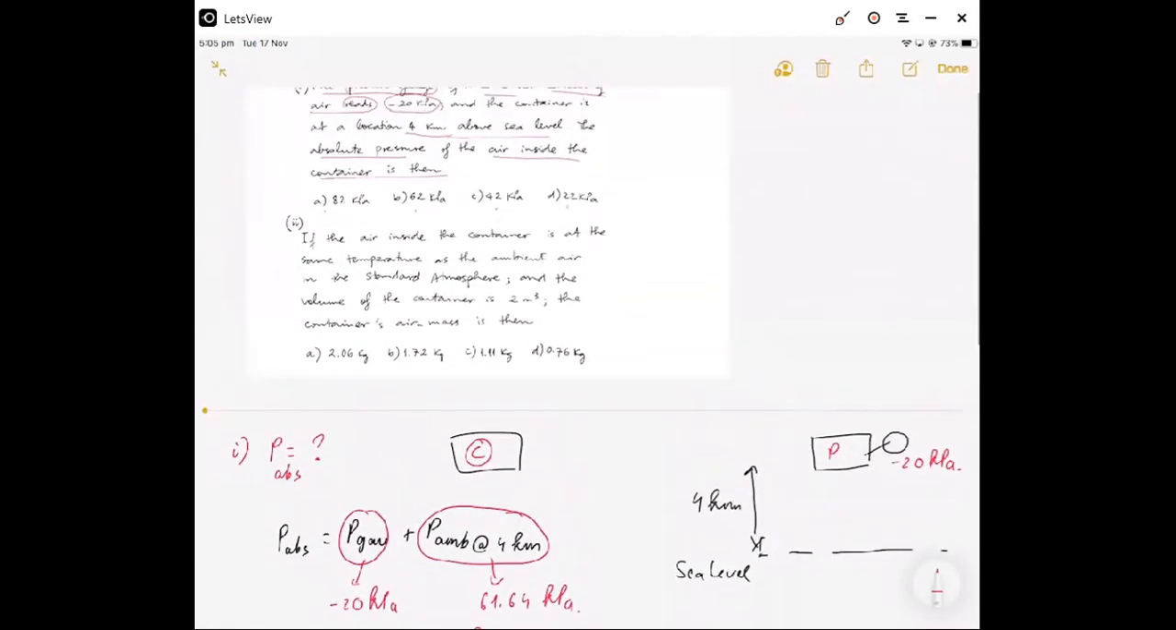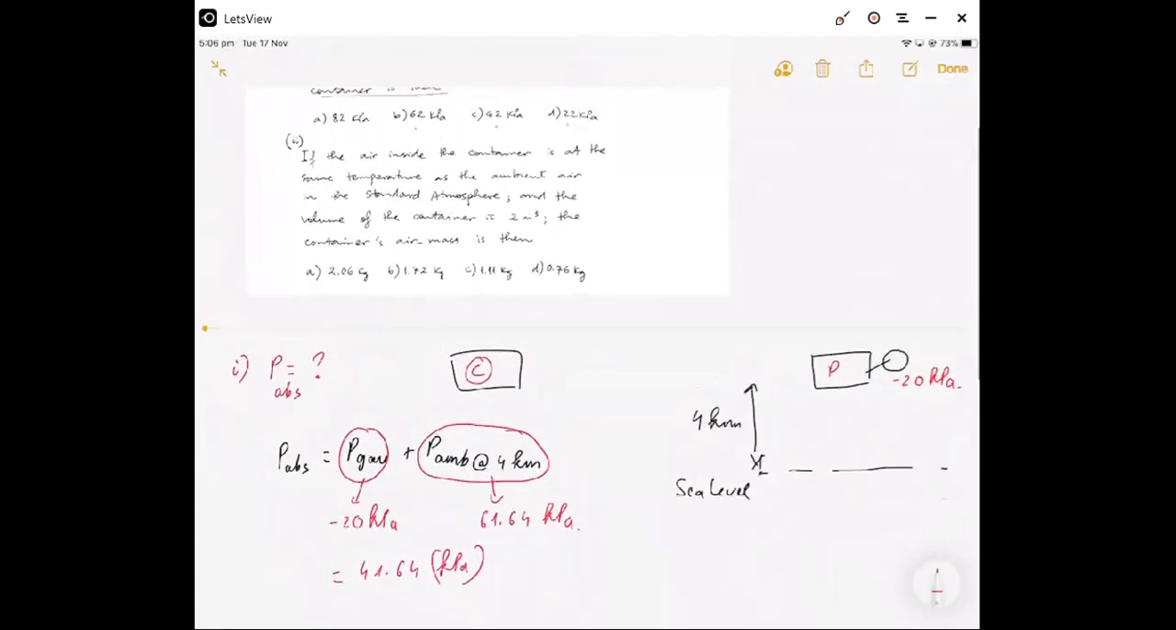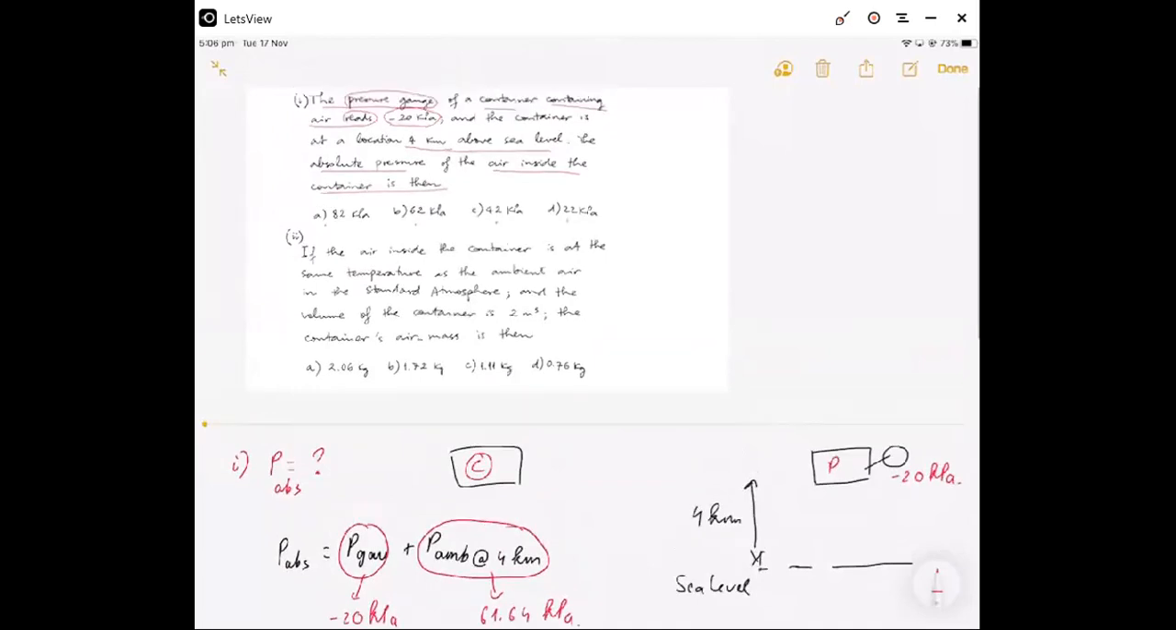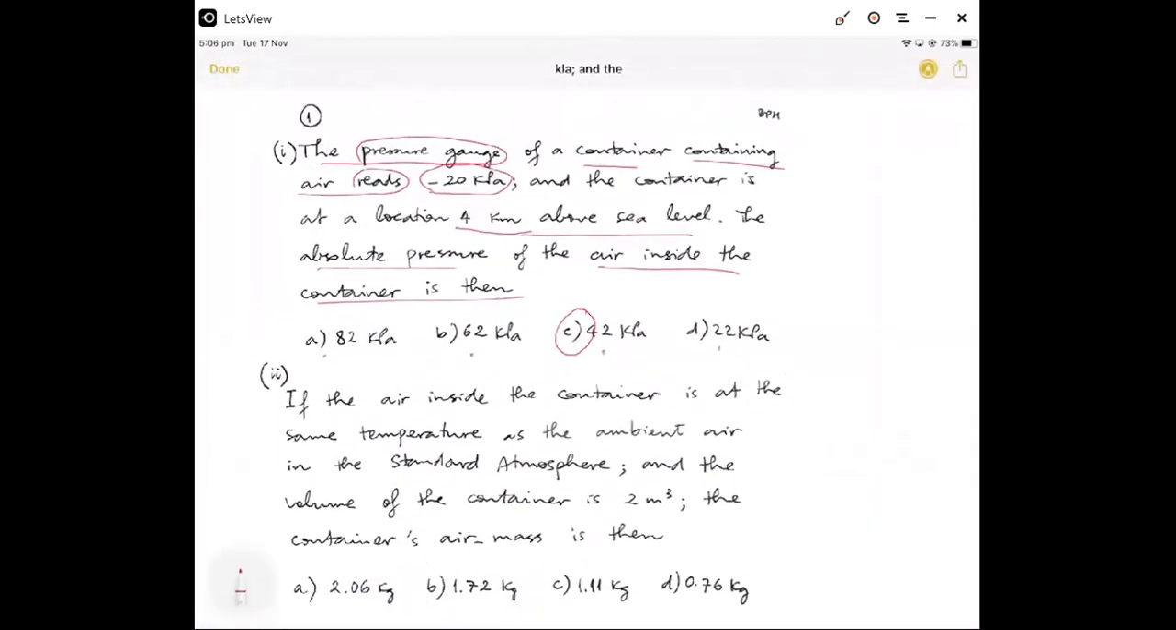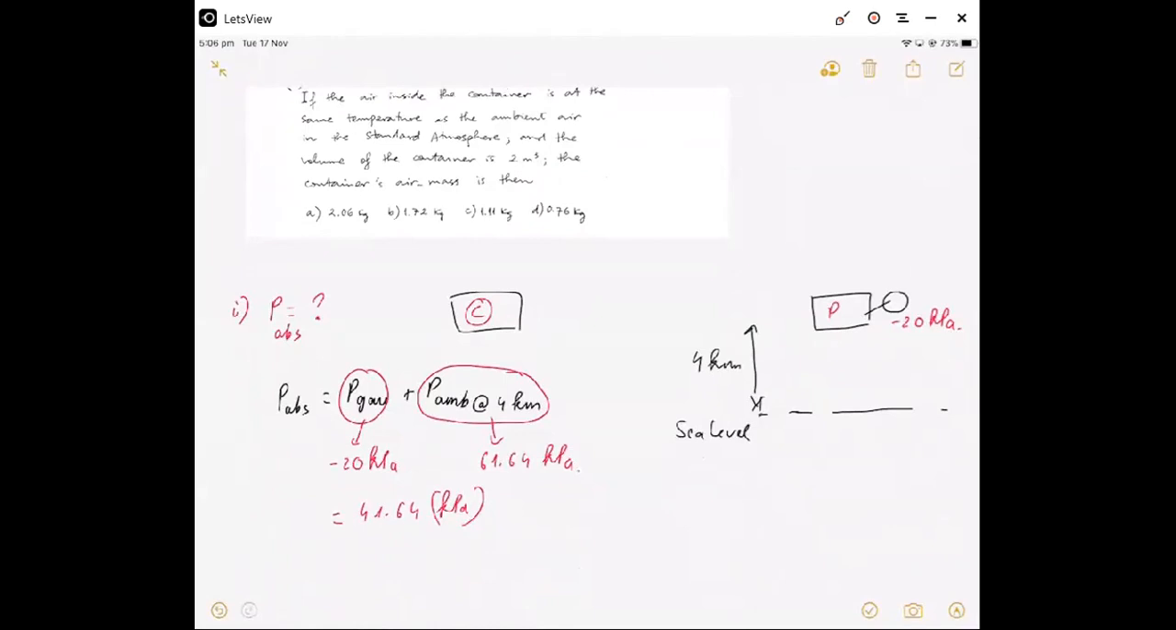Now look at the answers 82, 62, 42, and 22. The closest to our answer is 42, so you choose C, 42. In fluid mechanics, a difference smaller than 5% is very good. 41.64 or 42, very good. But 22 is a 50% difference, 62 maybe 25%, and 82 is 50%. So the closest answer is 42, and we choose C in the answer sheet.